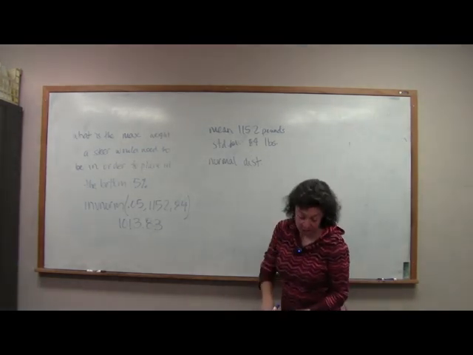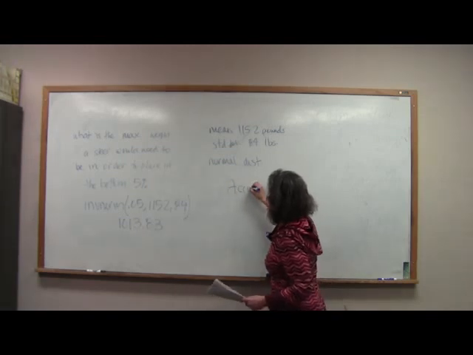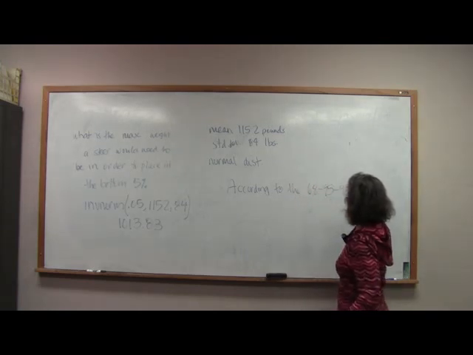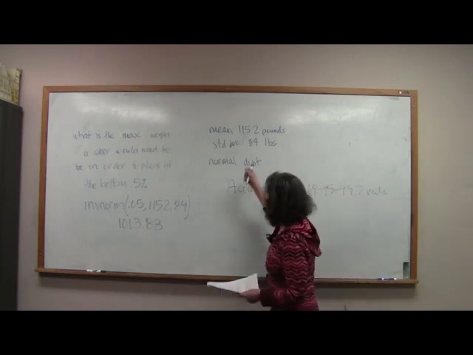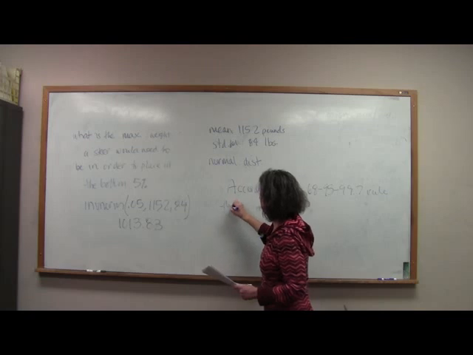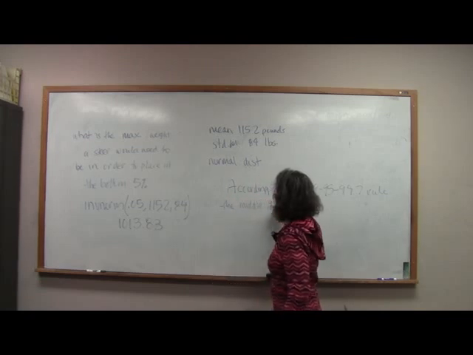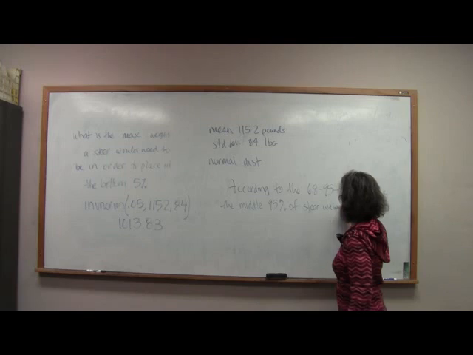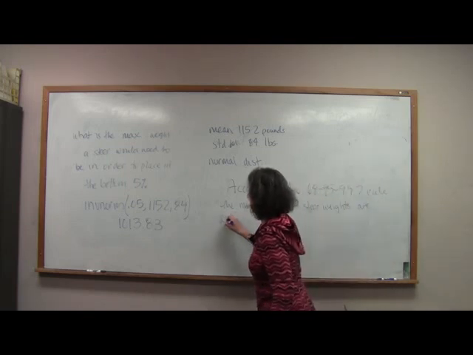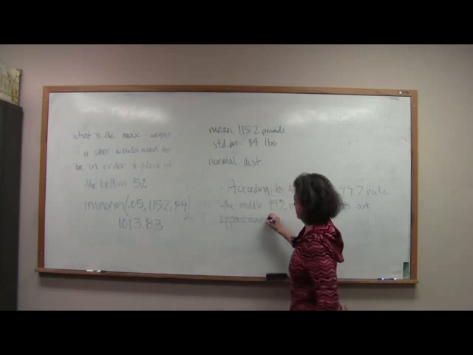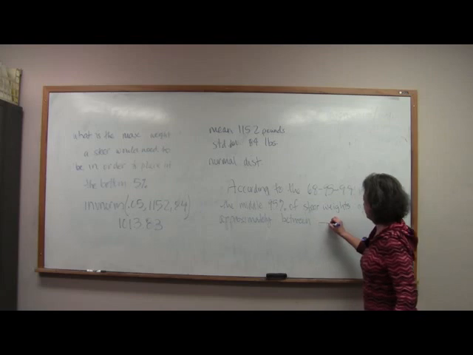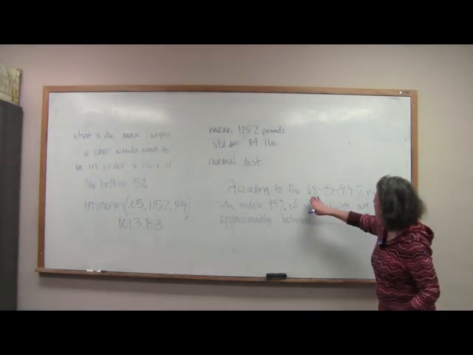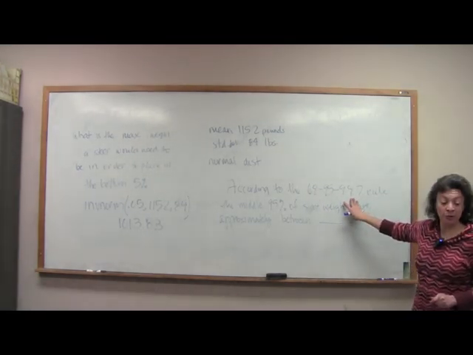One last question I'll ask. According to the 68, 95, 99.7 rule, and this distribution stated above, let's do the middle 95% of steer weights are approximately between what two values?